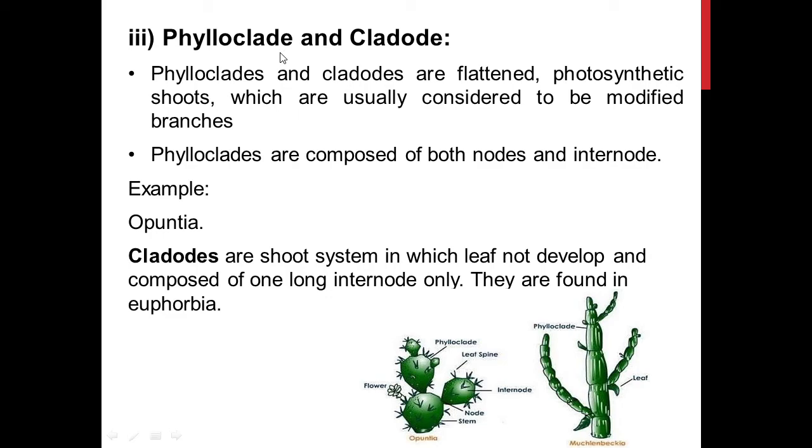Now the phylloclad and cladode. Phylloclads and cladodes are flattened photosynthetic shoots. These shoots become photosynthetic and help in photosynthesis, and are usually considered modified branches. Phylloclads are composed of both nodes and internodes. In phylloclads, both nodes and internodes are present, whereas cladodes include long internodes only. Cladodes are found in euphorbia, whereas phylloclad is found in opuntia.